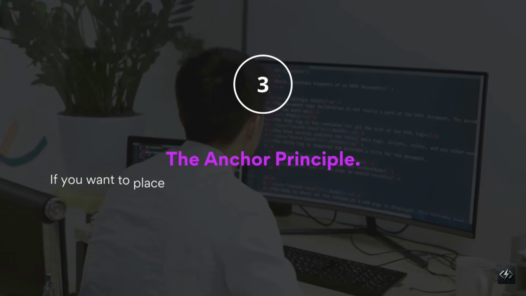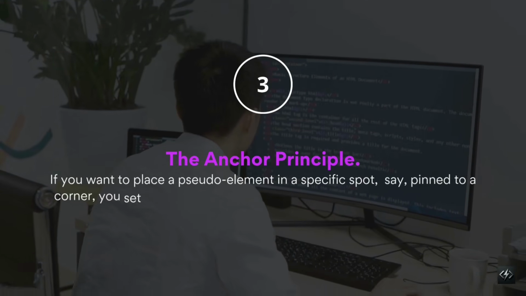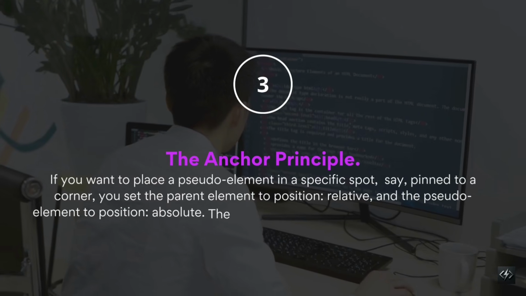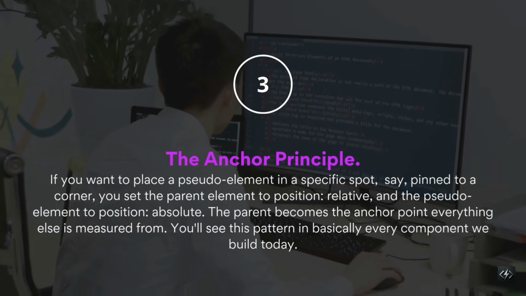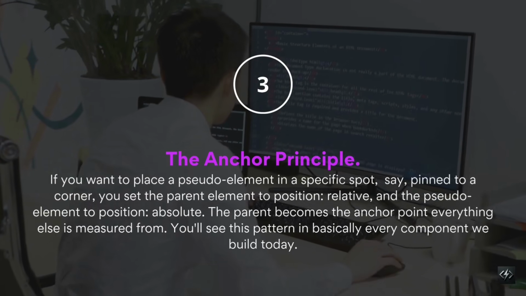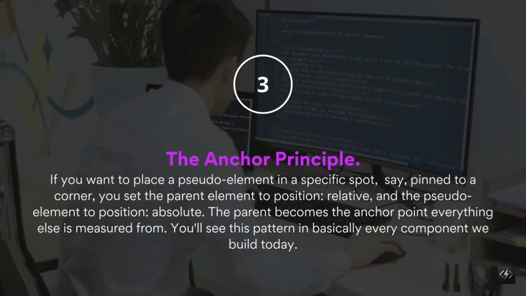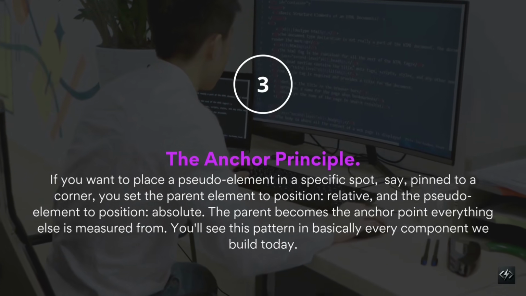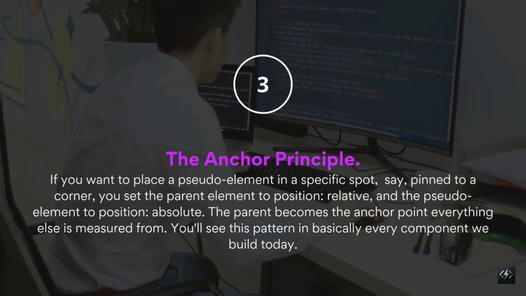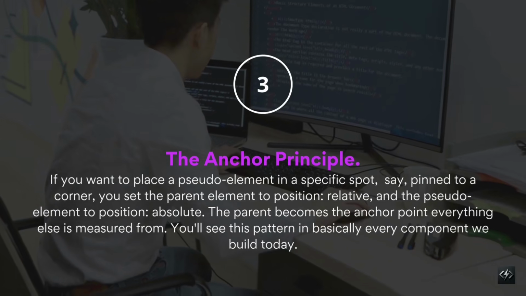Rule 3. The anchor principle. If you want to place a pseudo element in a specific spot, say pinned to a corner, you set the parent element to position relative and the pseudo element to position absolute. The parent becomes the anchor point everything else is measured from. You'll see this pattern in basically every component we build today.